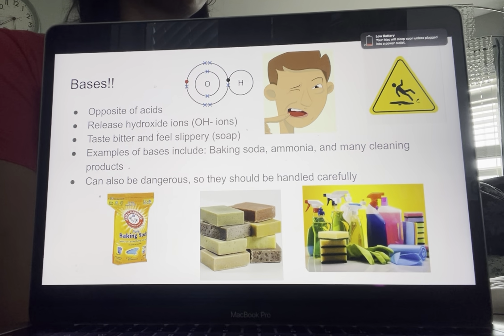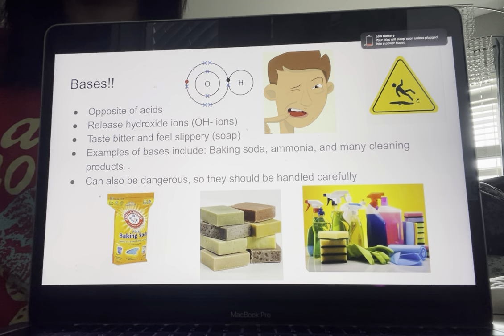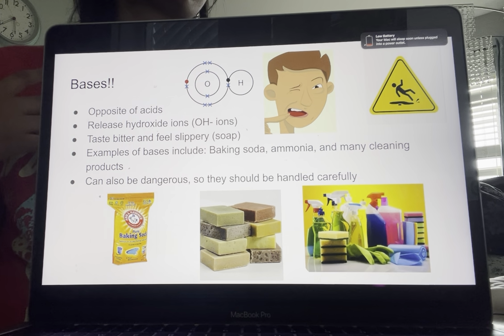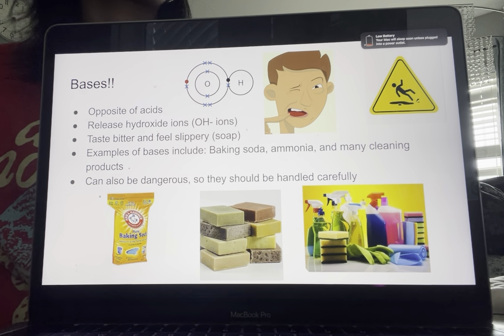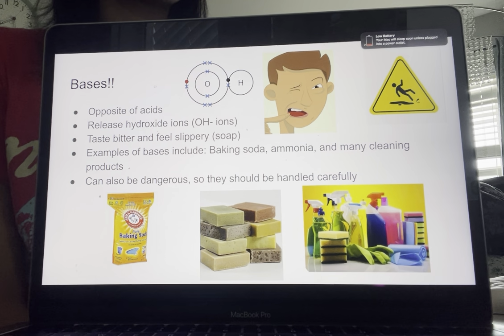Bases have their own unique properties. They often taste bitter and feel slippery. For example, soap feels slippery because it is a base. And you see other examples like baking soda. Common other bases include baking soda, which I just mentioned, ammonia, and many cleaning products, as we see here. Just like acids, strong bases can be dangerous, so they should also be handled carefully.